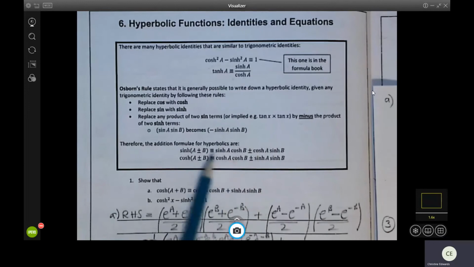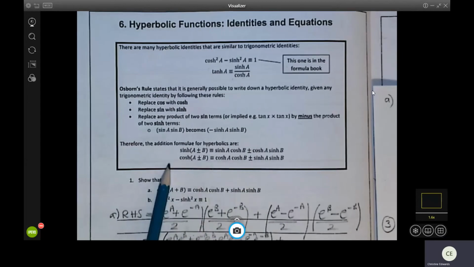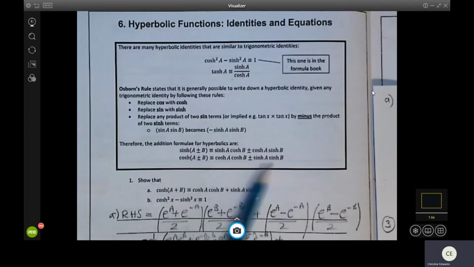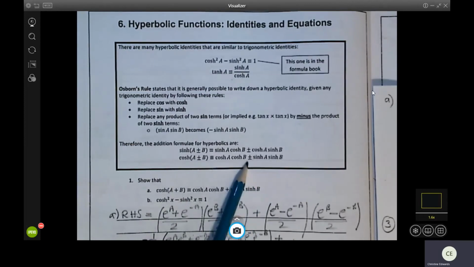We can adjust them, as you can see here, has been done for the addition formulae, where we have a sine squared, it becomes a sinh squared, and the sign is changed.